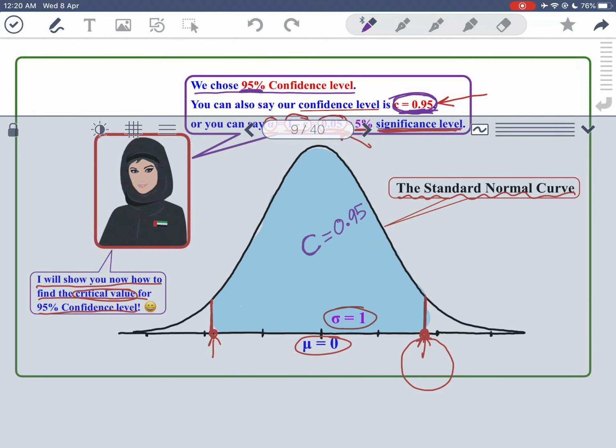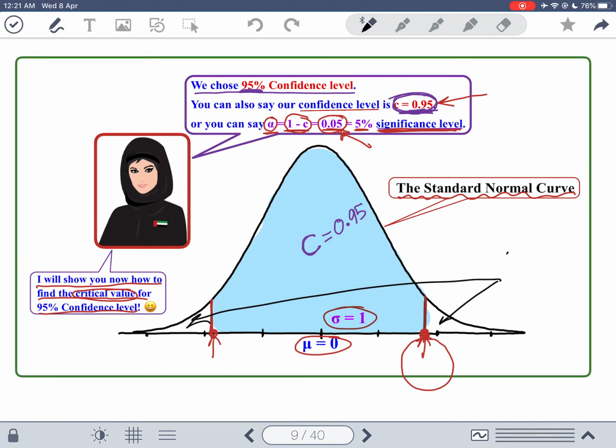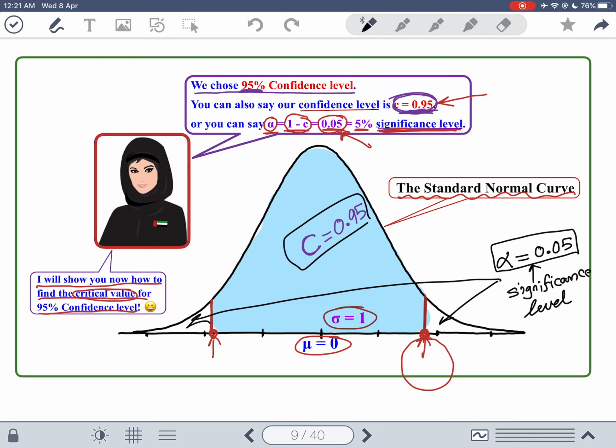This means that the leftover area, the one here and here together, will give me alpha. So alpha is 0.05, 5%. Remember, alpha is 1 minus C, and so 1 minus 0.95 will give you 5%. And remember, we call this the significance level. And C, we call it the confidence level.